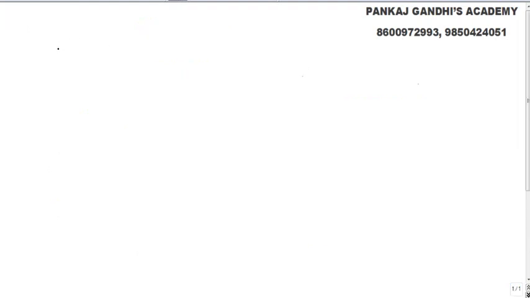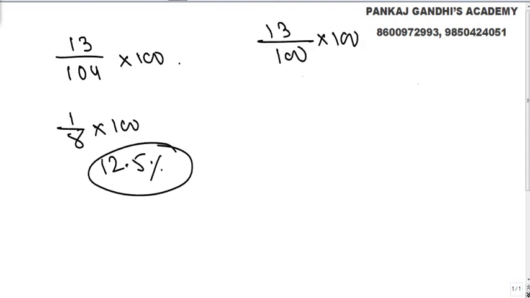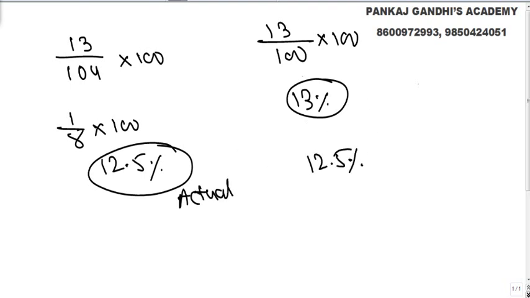Let's say if we're supposed to find out 13 upon 104 into 100. 13 is what percent of 104? We know it's 1 by 8 into 100, that is 12.5%. But let's say someone does it 13 by 100, making the denominator a round figure. This is the actual answer. To get the actual answer, this answer should be reduced.